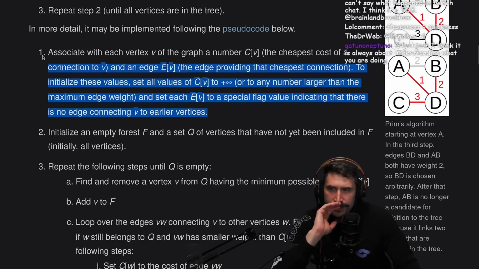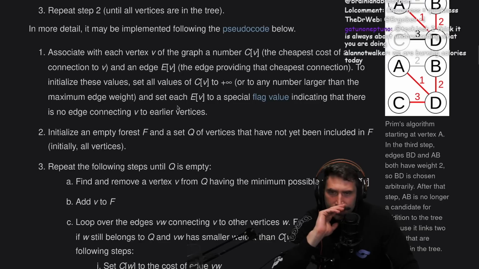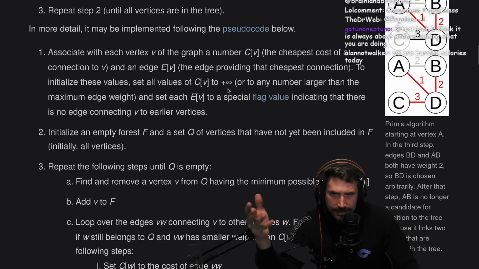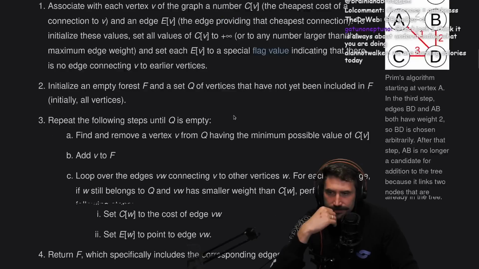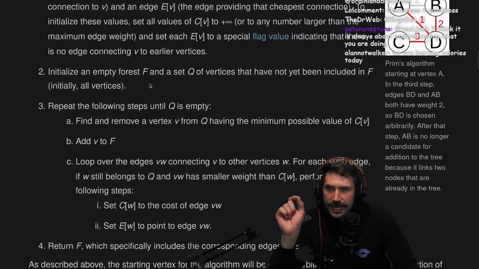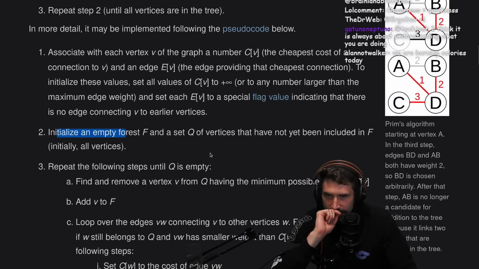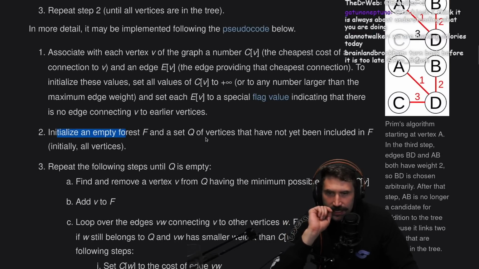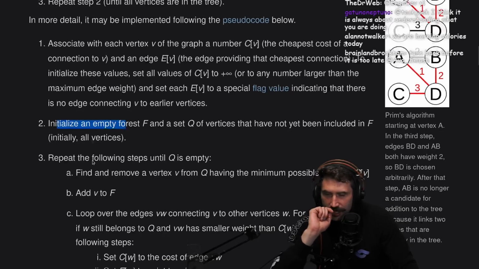Okay, interesting. So this EV business, that's one I didn't see coming. Okay, so I get this. That's our cost thing. That's how we know how to decrement every cost. Right? Initialize an empty forest F and set Q. Ooh, a forest. And set a set Q of vertices that have not been included in F. Initially, all the vertices. Okay.